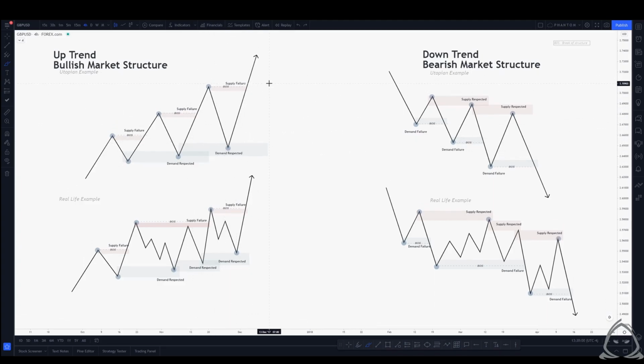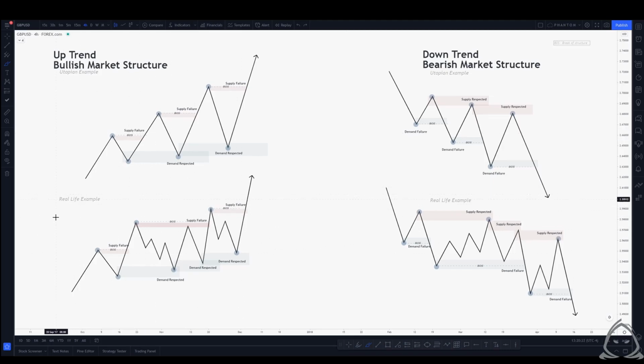And this is ultimately what we are combining when we're combining market structure and supply and demand. It's the inner workings and the relationship between supply and demand, and how demand being respected and supply failing creates a bull trend or an uptrending market. Or if we're seeing supply being respected and demand failing, we're seeing a downtrend.